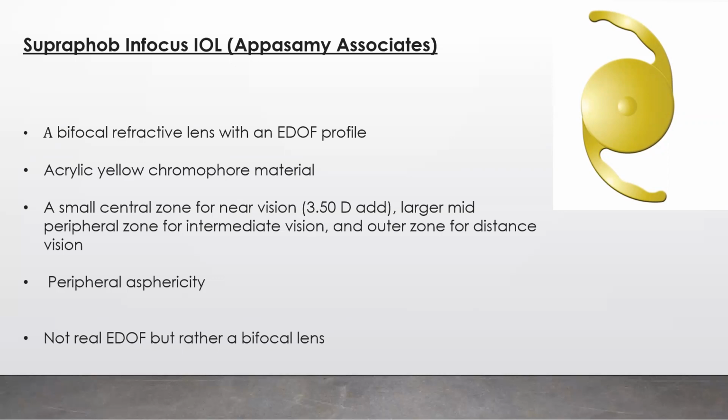So there's another lens, which is a yellow hue chromophore material, called the Supraphob In Focus IOL, by Appasamy. This is a bifocal refractive lens. It does have an EDOF profile. In this one, they again claim to have a small central zone for near add, but they have a 3.5 add with a larger mid-peripheral zone for intermediate and the outer one for distance vision. They mention it to be a peripheral asphericity, and they mention it to be not a real EDOF but a bifocal lens.